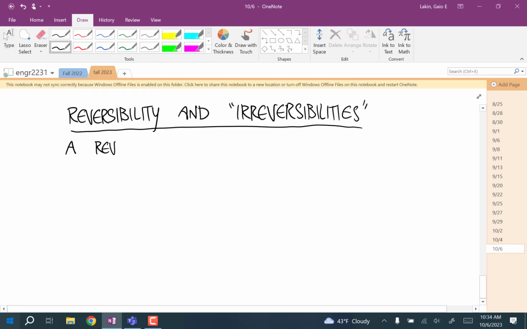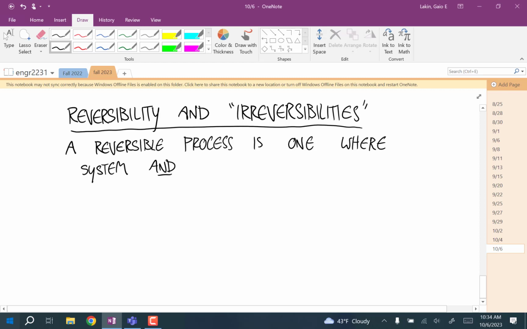So a reversible process is one where the system and the surroundings could both be returned. This both is important. Could both be returned to their starting state.